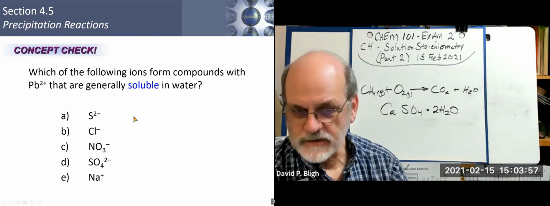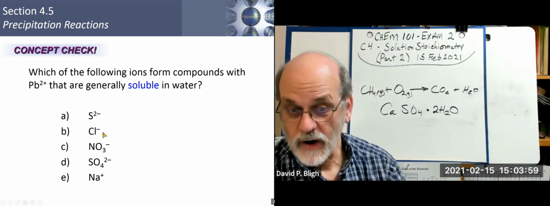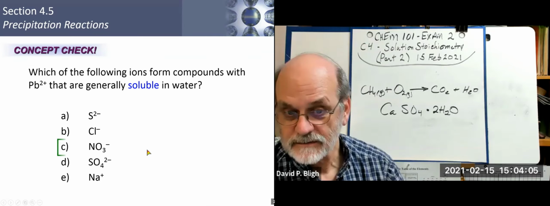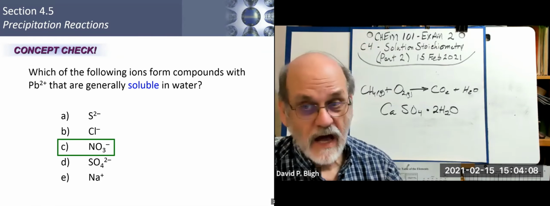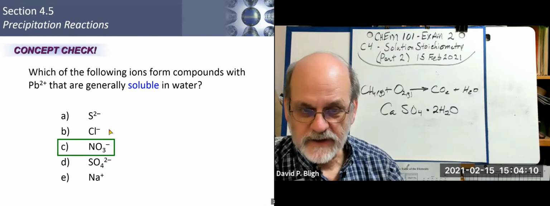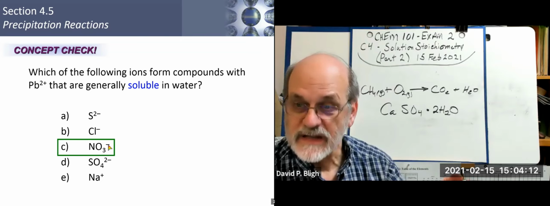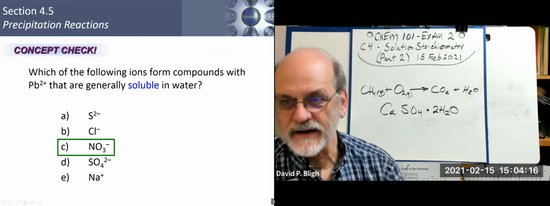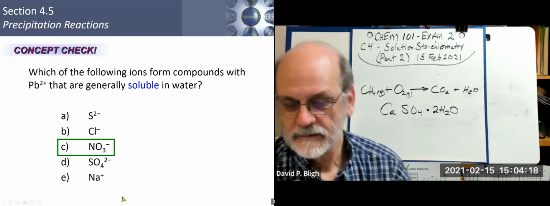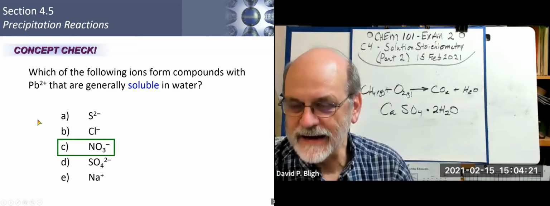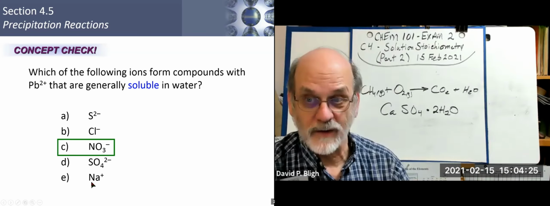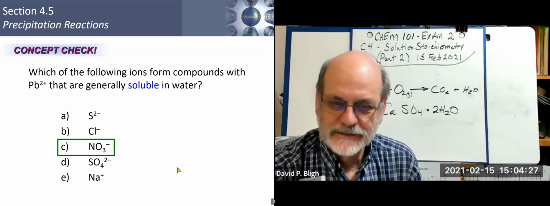Well, the sulfides are not soluble. The chlorides, no, lead chloride is not soluble. Nitrate is soluble, right? Sulfate is not soluble. So these three right here are not soluble, and that one is soluble. And this one is thrown in there just to see if you're paying attention, right? A cation and a cation don't combine to form a compound. It just doesn't work that way. You have to have opposite charges.